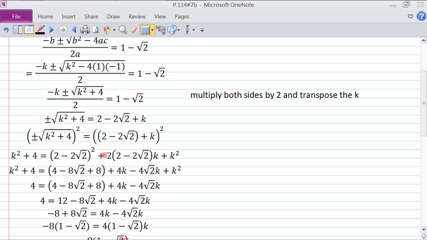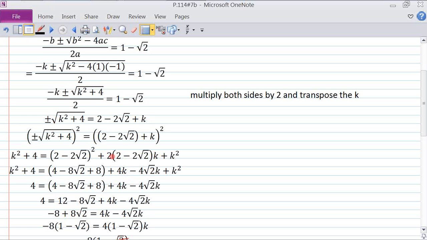So we expanded this. 2 times 2 is 4, and 2 times minus 2 root 2 with the k. I'm sorry, let me go over this again. 2 times 2 is 4. 4 times k is 4k. That's where that comes to. 2 times 2 is 4, and 4 times k is this.